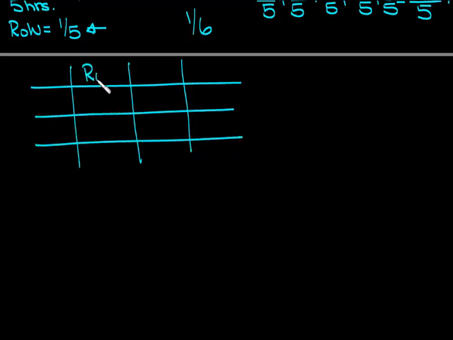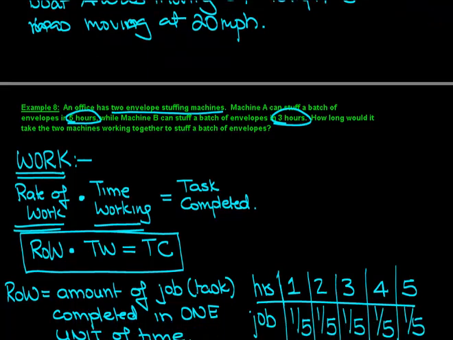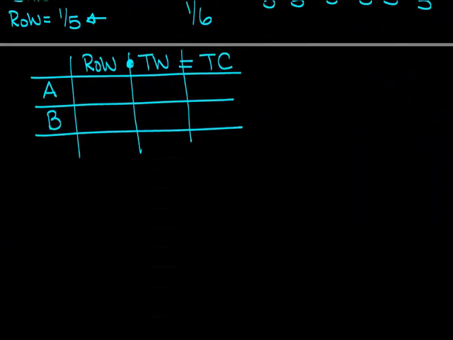So this is my formula: rate of work multiplied by time working should equal the task completed. I have 2 machines, machine A and machine B. They've told us that if machine A was doing the job alone, it would take 5 hours. So what is the rate of work of machine A? How much of the job can it do in 1 hour? It would be 1/5, because it takes 5 hours to complete the entire job. So each hour machine A does 1/5 of the job. Machine B can do the same job in 3 hours by itself, so in each hour it would do 1/3 of the job.